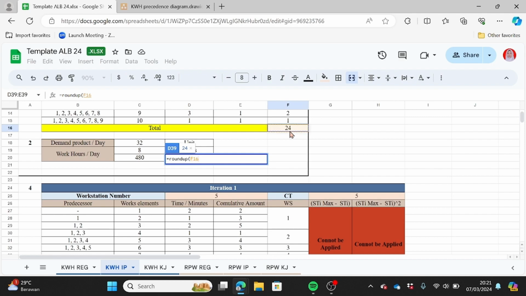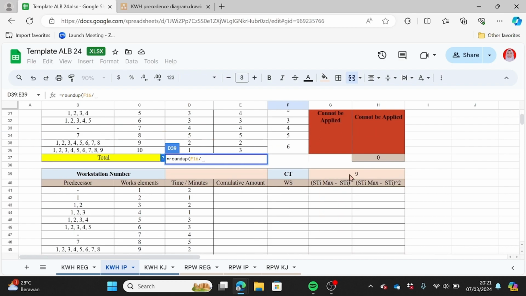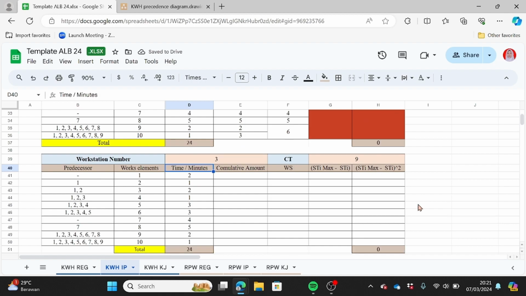Total time per cycle time. Okay, then you get 3 workstations. If the actual and specified number of workstations are the same, then we can proceed. Okay, we can calculate the cumulative amount.